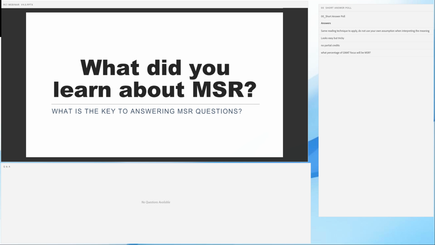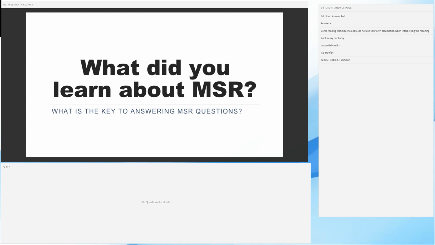Same reading methods that you need to apply, but don't use your own assumptions while interpreting the meaning. Yes. Again, really important to read properly, really important to visualize properly, and really important to reject answer choices with 100% confidence. And when you don't have that, visualize again. So MSR isn't in the CR section? No, CR is a separate section in verbal.